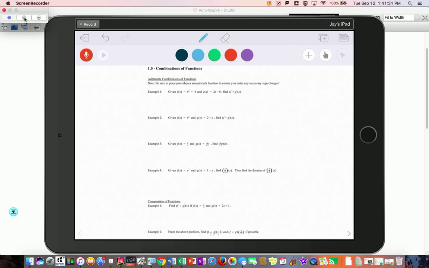So the first example asks us to take f plus g. So we're going to go x squared plus 4. Plus is the operation we're doing, and we add to it the 2x minus 6. So there's only one x squared. There's only one 2x. And then these are the only two like terms. So 4 and a negative 6 is negative 2.